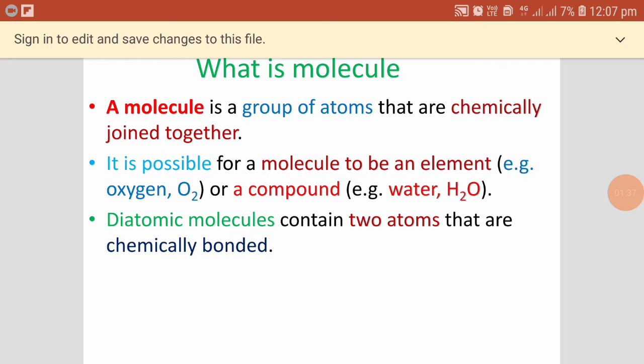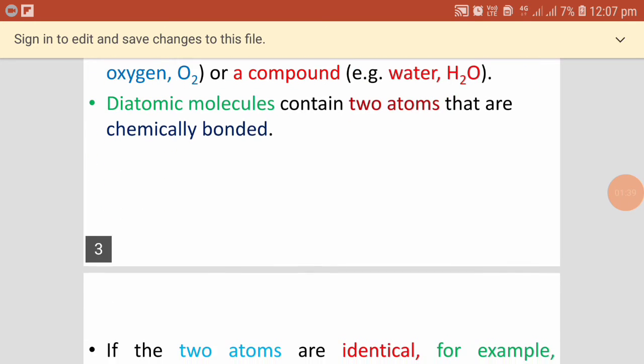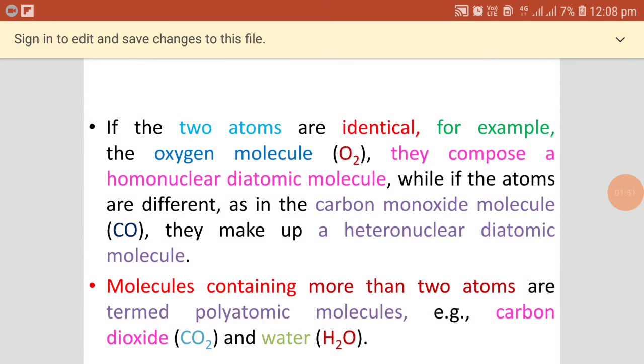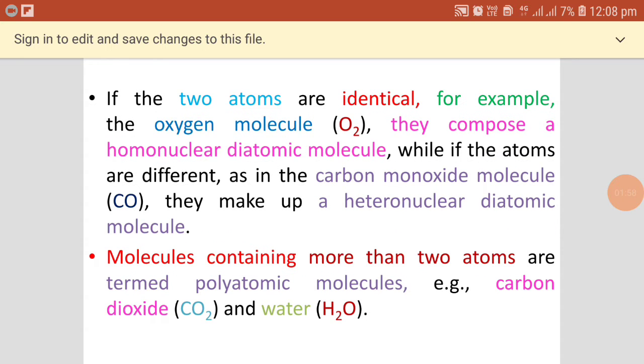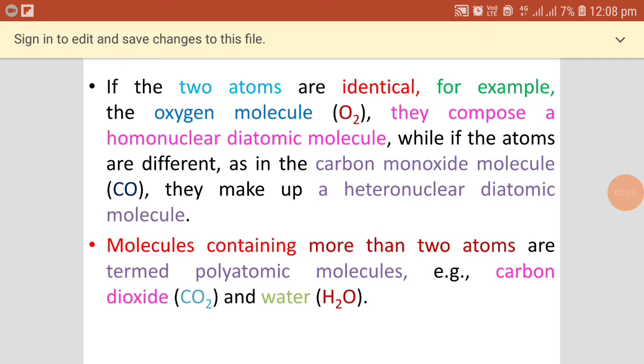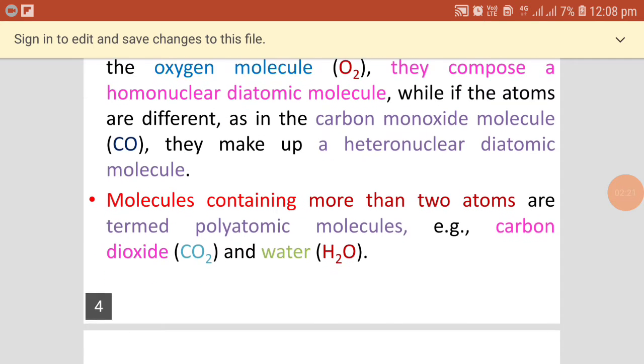Then diatomic molecules contain two atoms that are chemically bonded. Another way, we can call the element and compound cases homonuclear and heteronuclear. If the two atoms are identical, for example oxygen, O2, they compose a homonuclear diatomic molecule. Di means two atoms, so both are the same element, so it is called a homonuclear diatomic molecule. While if the atoms are different, as in carbon monoxide or water, here we can see two different elements, so they make up a heteronuclear diatomic molecule.